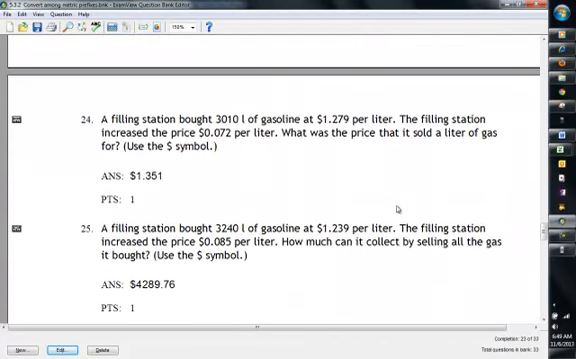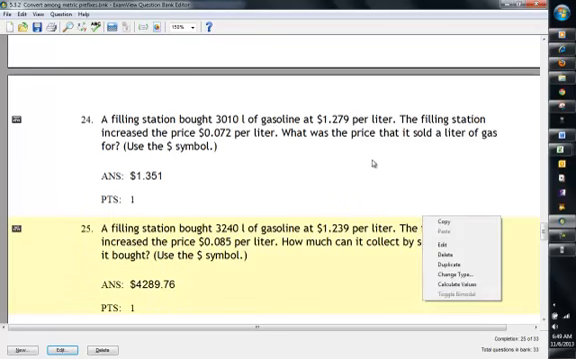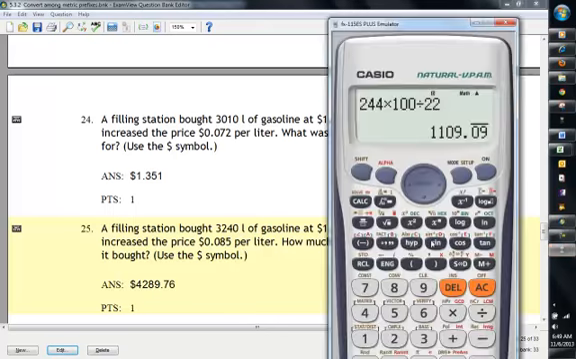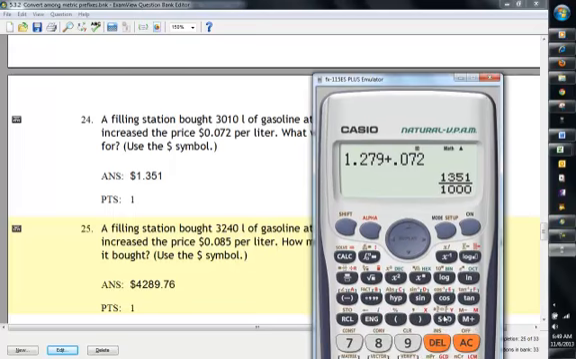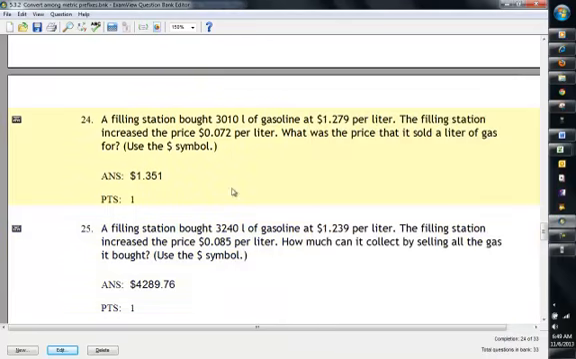At a filling station, you bought 3,010 liters of gas at $1.279 per liter. The filling station increased the price 0.072 per liter. What was the price that it sold a liter of gas for? So all we need to do is to add those two things together. Doesn't matter how much gas they sold. We just add the 1.279 plus the 0.072, and we get $1.351.